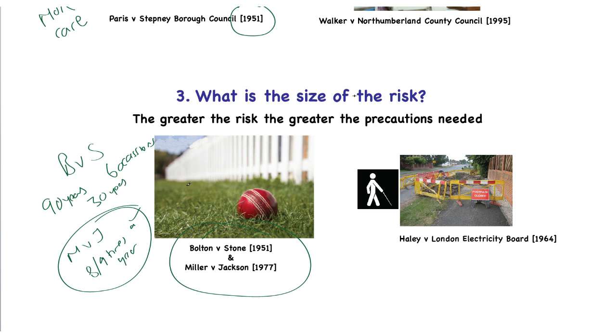In Bolton versus Stone, the defendant is not liable, the claimant loses. The claimant loses because the frequency of the risk, the likelihood of risk happening is low. Therefore, the precautions that are taken in Bolton v Stone are perfectly adequate. However, in Miller versus Jackson, 8 or 9 times a year, as opposed to 6 times in 30 years, means that it's much more likely that the harm will happen. And in Miller versus Jackson, the claimant wins because the precautions are not sufficiently large enough.